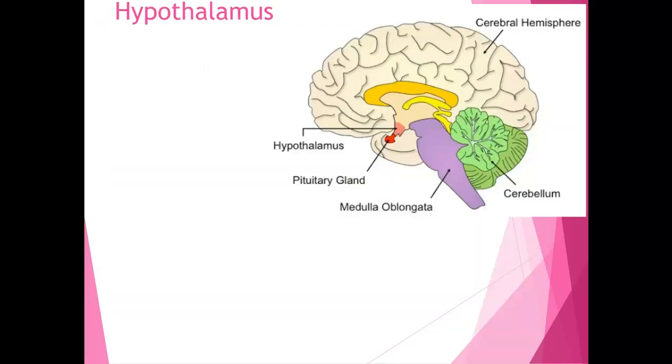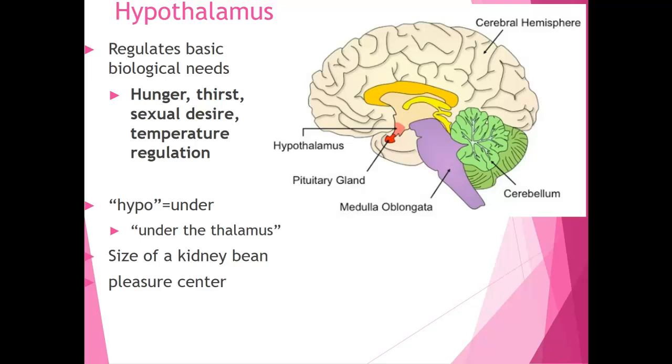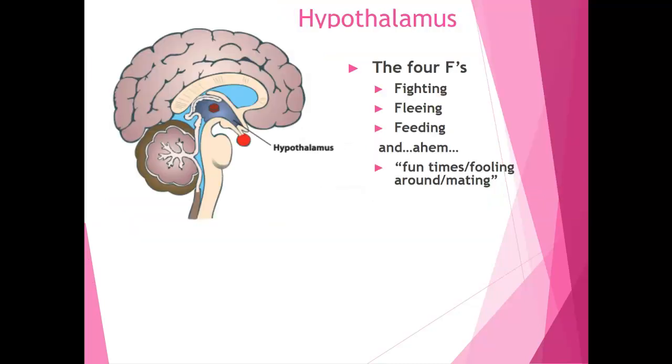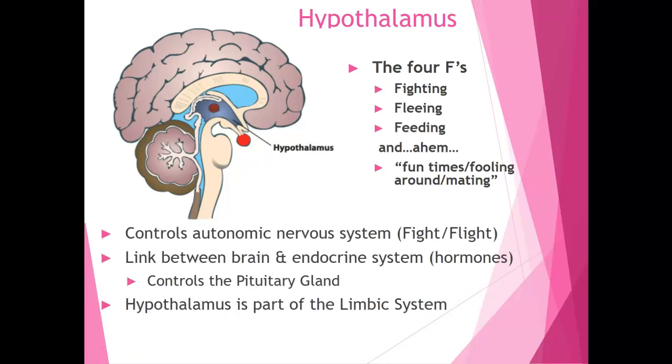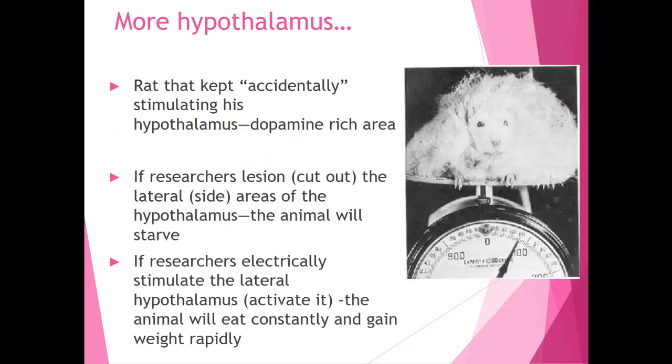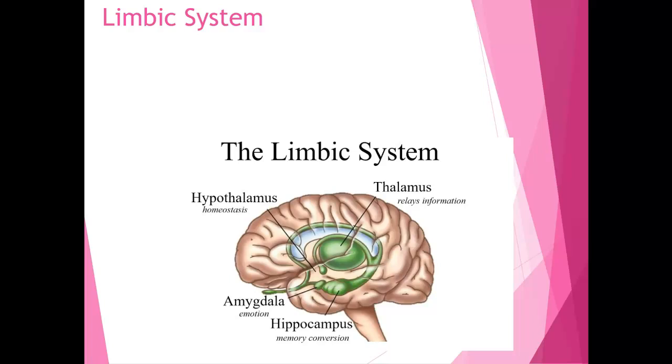The hypothalamus, we talked about the 4 F's, which is on here. Fight or flight, feeding, and fun times or fooling around, which is mating and sexual desire. But hunger, thirst, sexual desire, body temperature are all regulated by the hypothalamus. The hypothalamus controls the endocrine system, and that's why it can control so many of those other behaviors. We talked about hypothalamus related to hunger. When they were able to destroy it or activated it, these rats would get really big or really small.